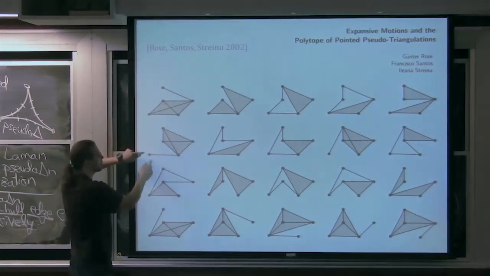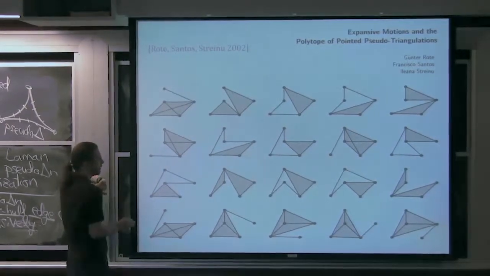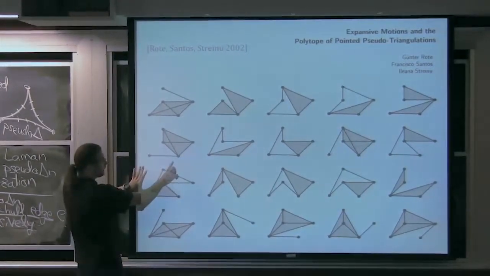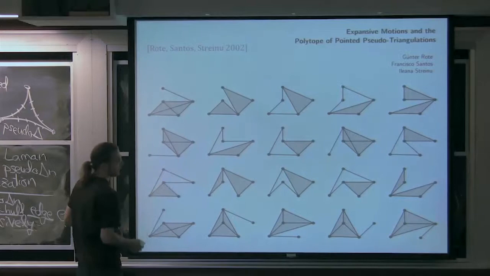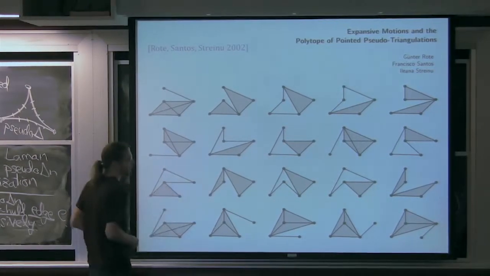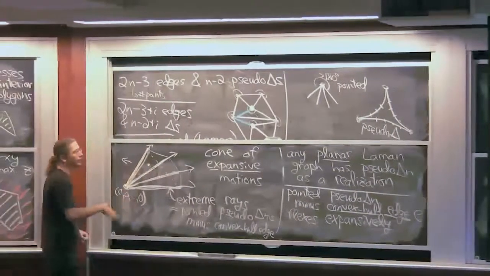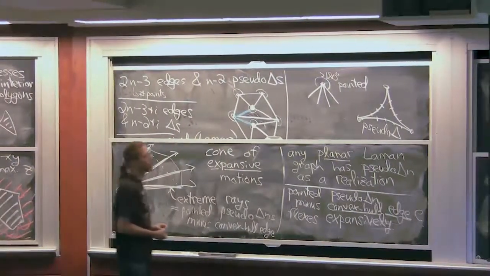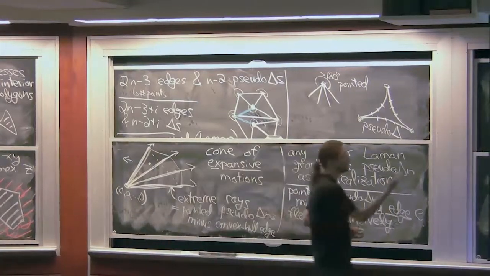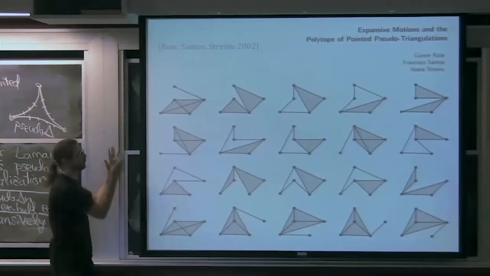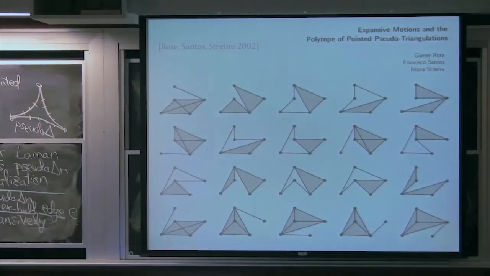Each of these guys has an expansive motion, like this guy would rotate. Pretty simple. This one would open up a little, like that. In general, all these guys have an expansive motion. Those are characterizing the cone. Those are kind of the extreme rays in this fairly high dimensional cone. It has something like 10 dimensions if it's 5 times 2. And you can prove that if you're interested. You can read the paper.